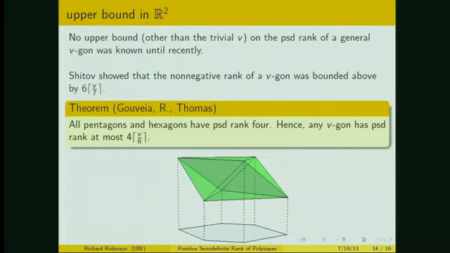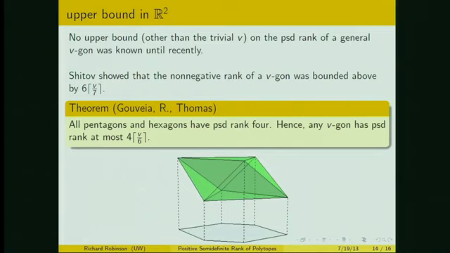Okay, so shifting gears to upper bounds in the plane. No upper bound was known until recently, so in theory it wasn't known if I could have a 10-gon with PSD rank 10. A few months ago, Yaroslav Shitov showed that the non-negative rank of a v-gon is bounded above by 6v over 7, so that gives an upper bound on the PSD rank.